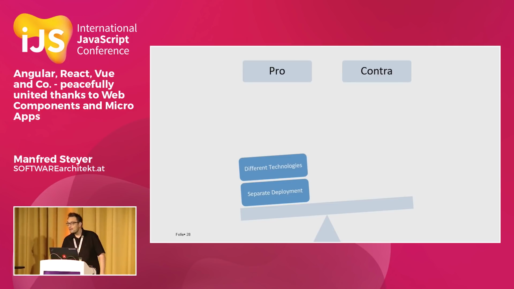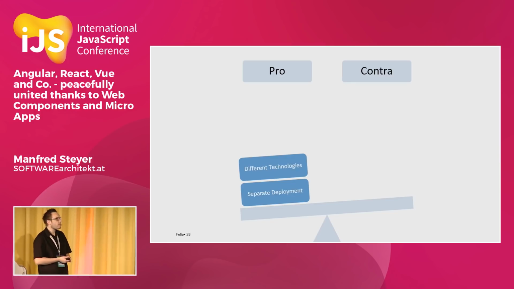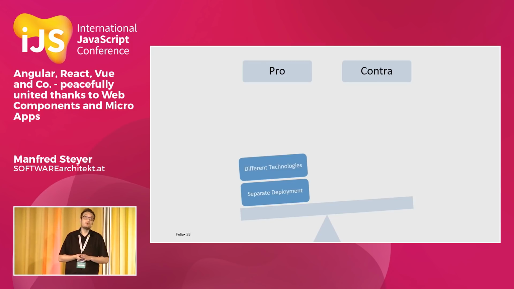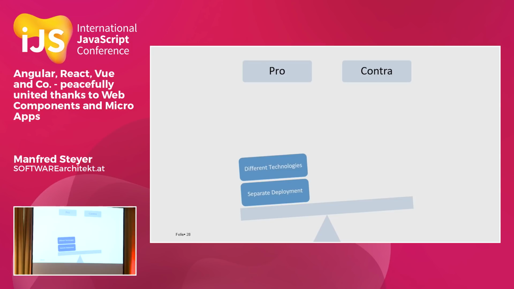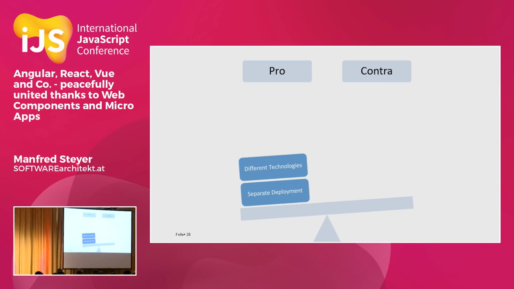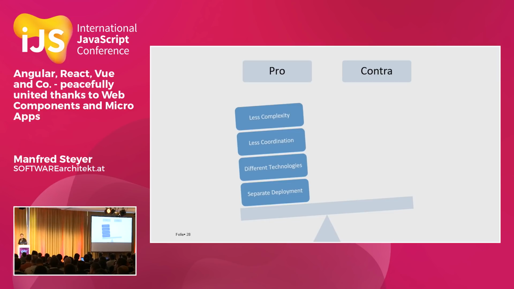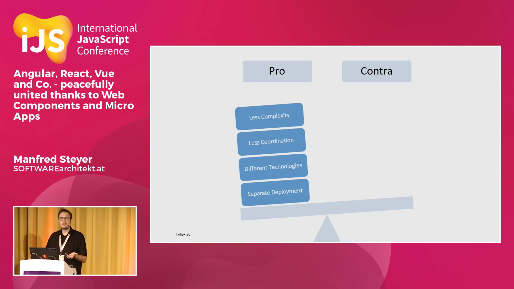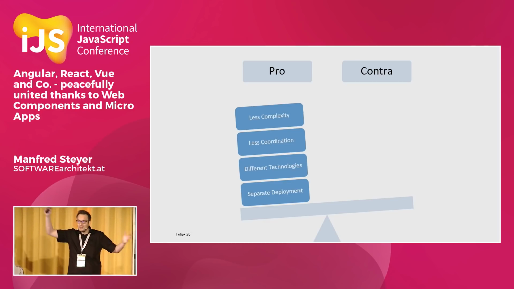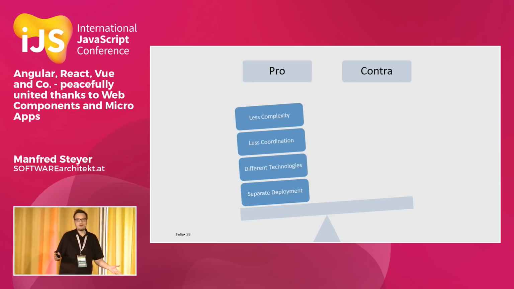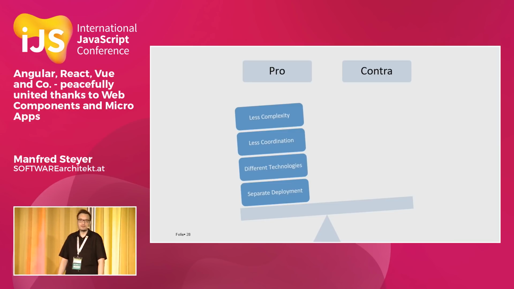You can mix and match technologies. Each and every micro application can have its own technology stack, its own architecture, a technology and architecture that fits best to your current needs. Another advantage is you need less coordination, and of course you are decreasing the amount of complexity because you don't have this one big monolith, you have several tiny applications that are specialized in one aspect. Of course, everywhere where you find light, you also will find shadow.